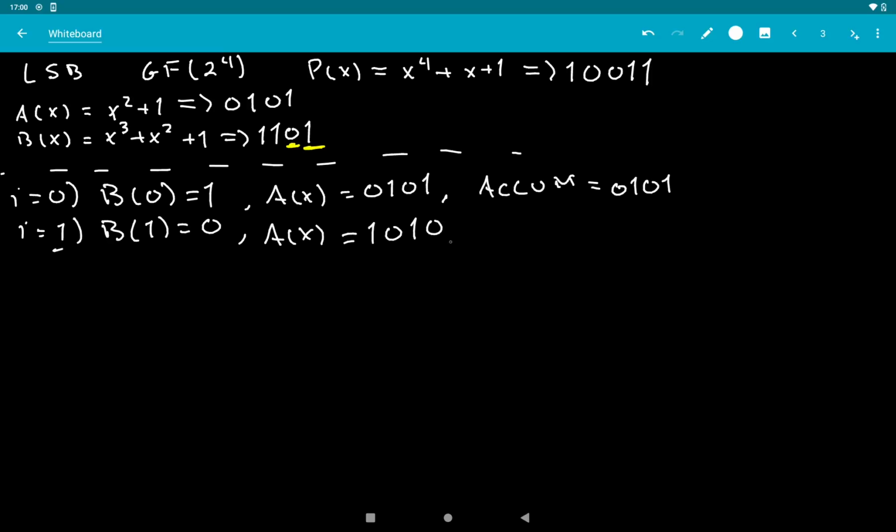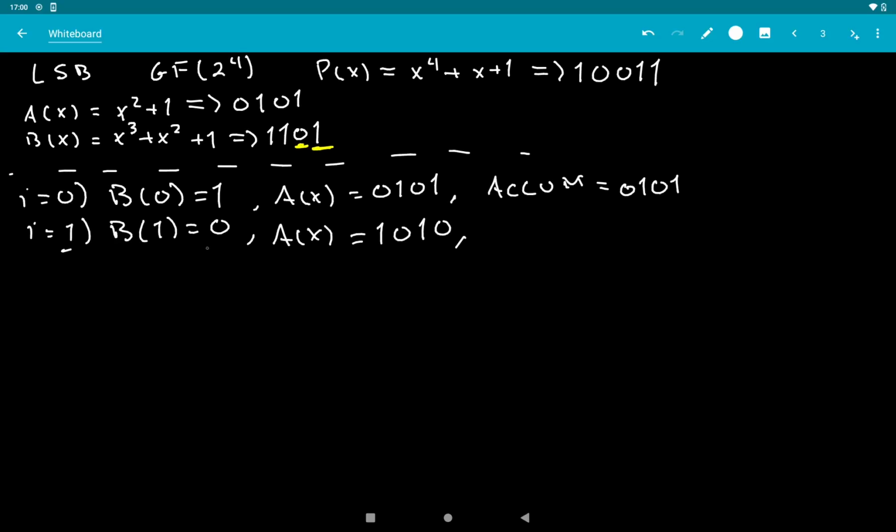So we take that shift, we're going to multiply it by 0, which gives us, of course, 0. So our accumulate doesn't change. We're not adding anything into it. Or I guess you could say we're adding 0 into it. It kind of depends how you want to look at it.